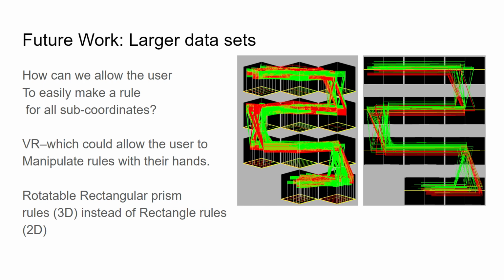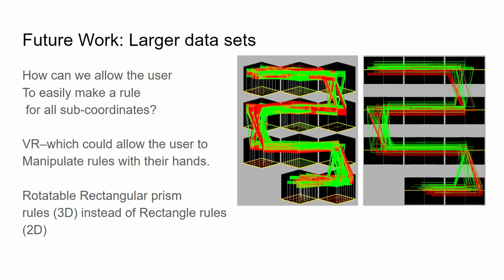So now on to future work. As you saw, we had rules for each subcoordinate, but once we get into larger data sets, like the mushroom data set here, it becomes a little bit difficult to make rules for each subcoordinate in terms of UI and in terms of just making it easy for the user. So one way to potentially help this is with VR, allowing the user to modify the rules with their hands, and then that rule is generated into numbers automatically.